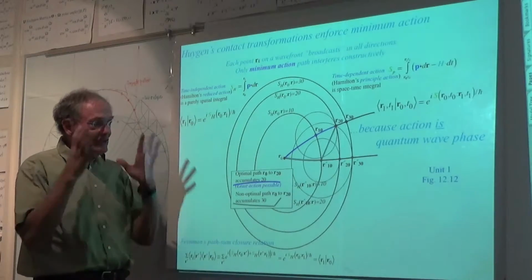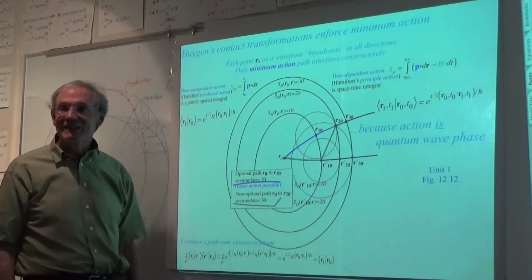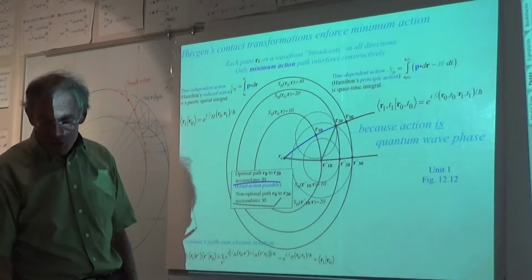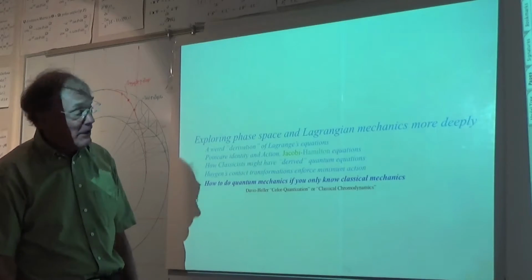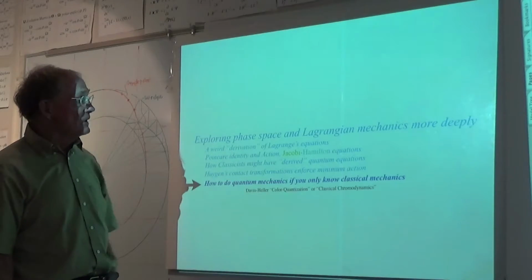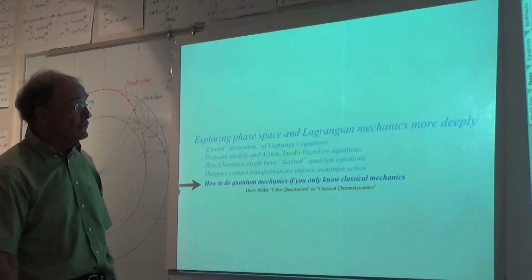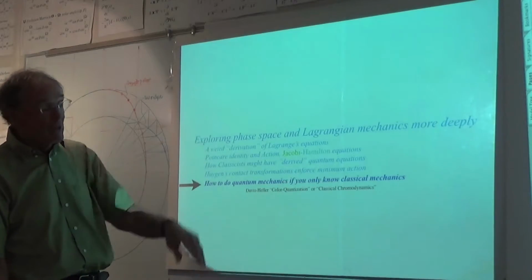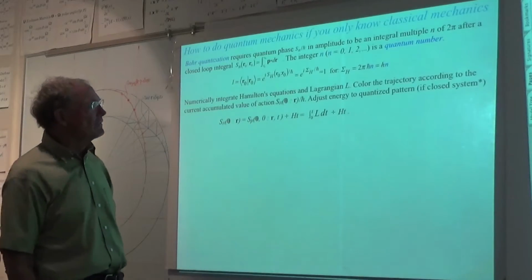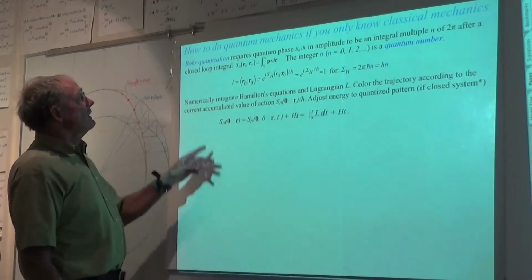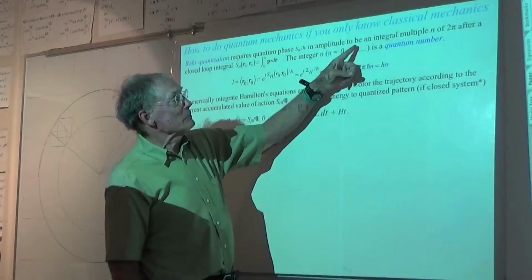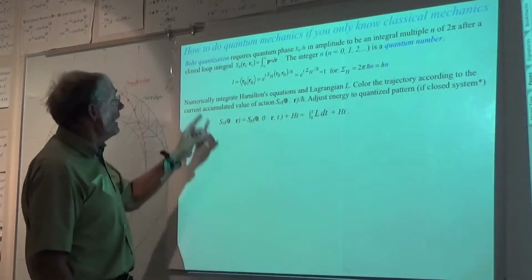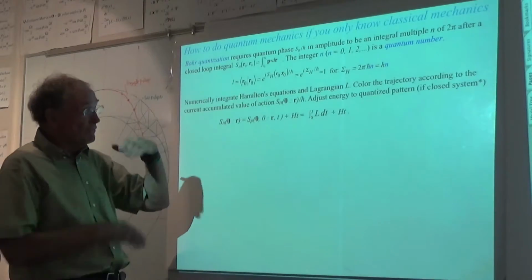It takes a while to get your head around this, but it's just really quite remarkable. Now, we're going to finish here by asking how would you actually do quantum mechanics if all you know is classical mechanics, but you've heard rumors about action and stuff? Bohr quantization requires quantum phase and amplitude to be an integral multiple of 2 pi after a closed loop so that the phase is the same.